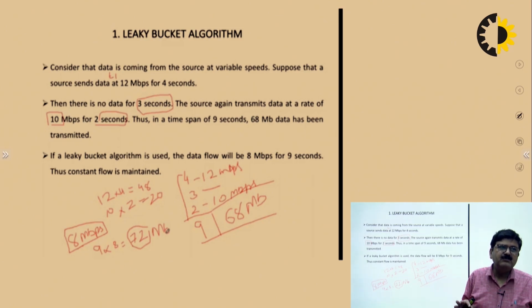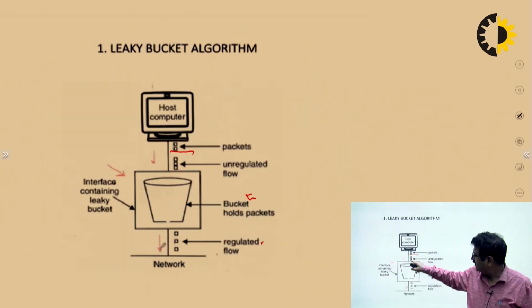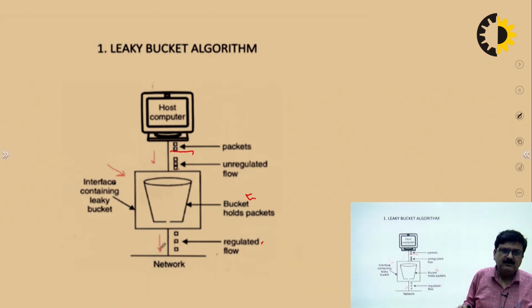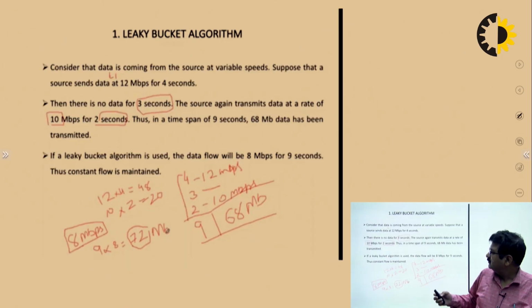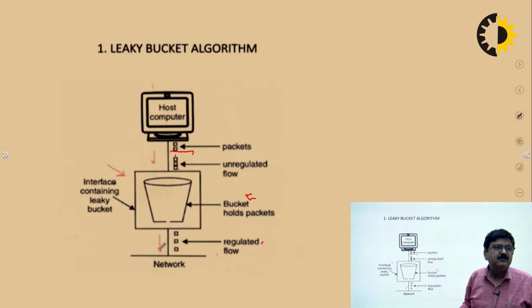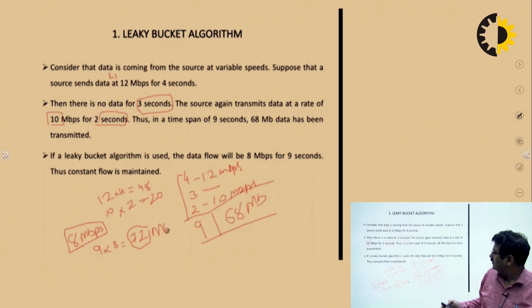Consider data coming from a source at variable speed. I take an example: suppose there is a source sending data at 12 Mbps for 4 seconds, and then there is no data for 3 seconds. After that, the source again transmits data at the rate of 10 Mbps for 2 seconds.